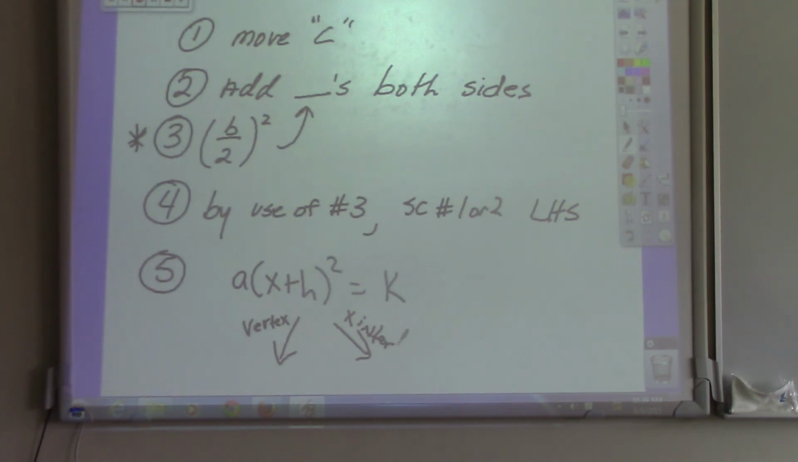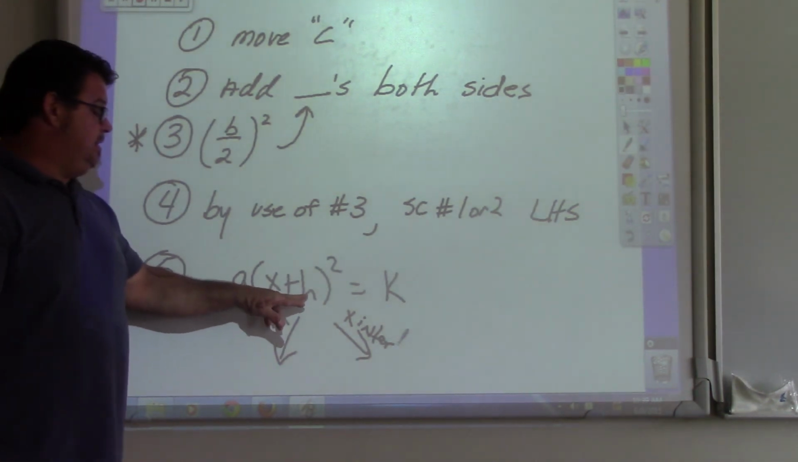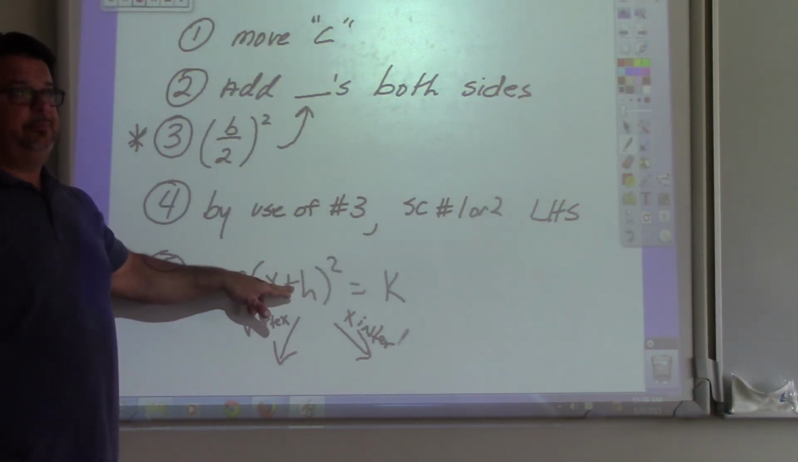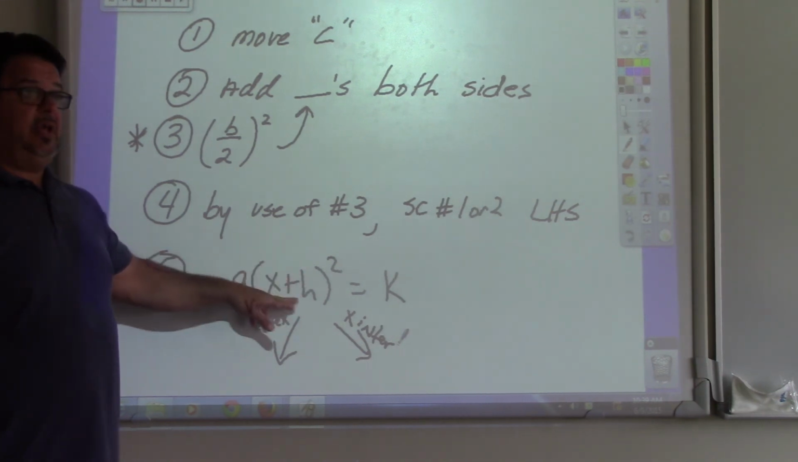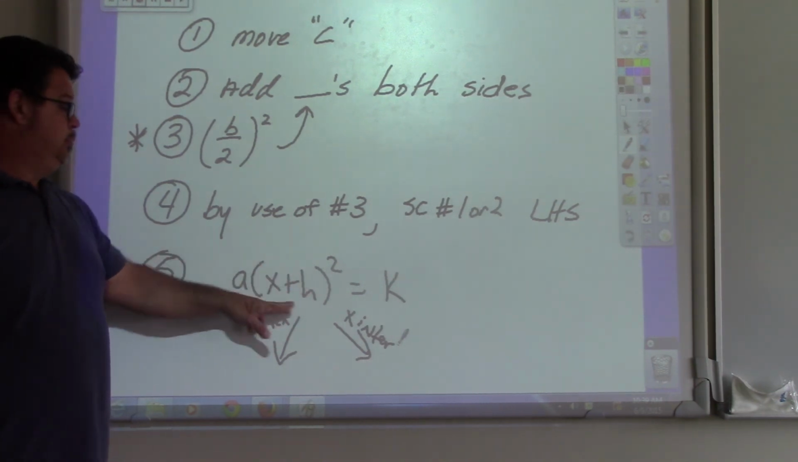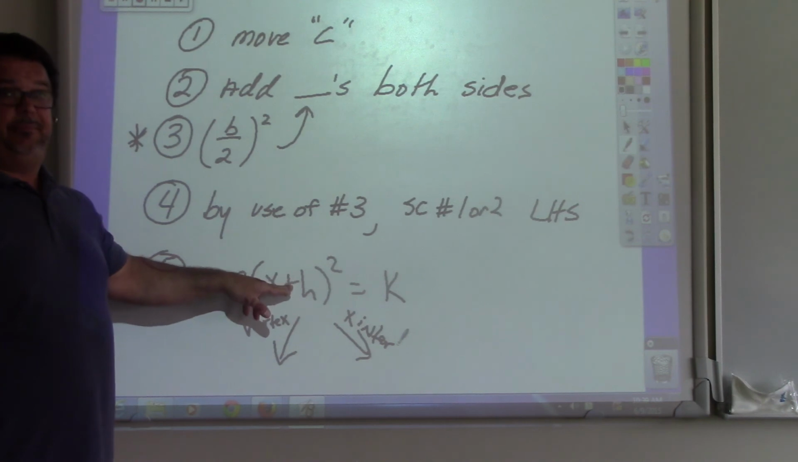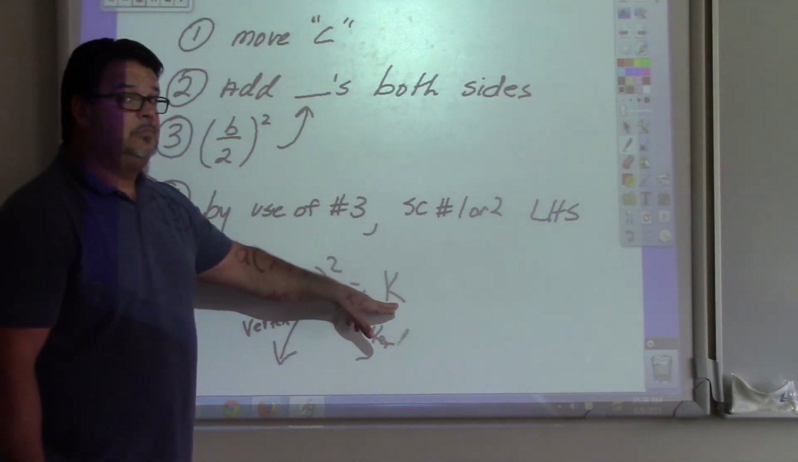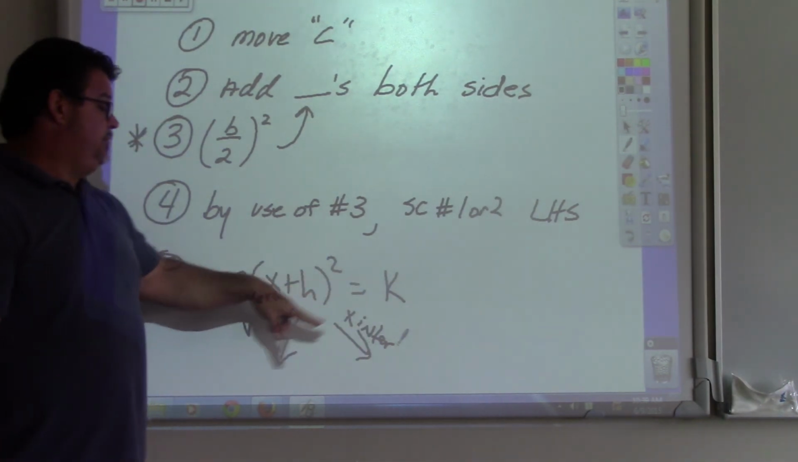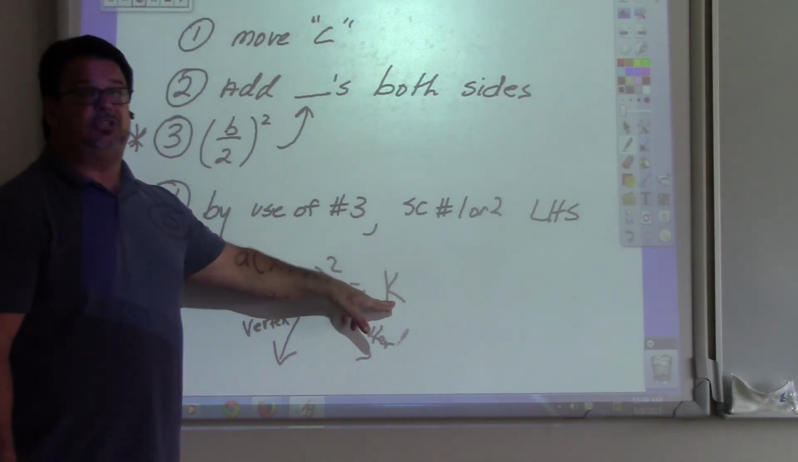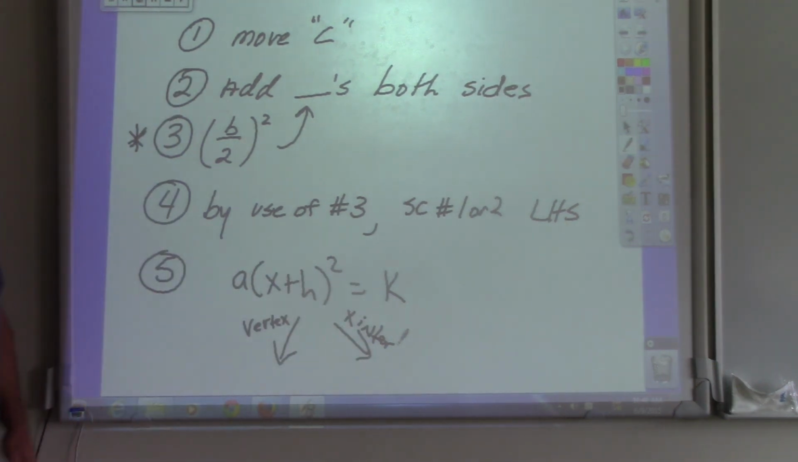What is positive k? What is h? Your horizontal what? We went over it last week. Horizontal what? Shift, Hubert. That's right. What's k? If h is the horizontal shift, what is k? Vertical. Vertical shift. So you know where the vertex is.